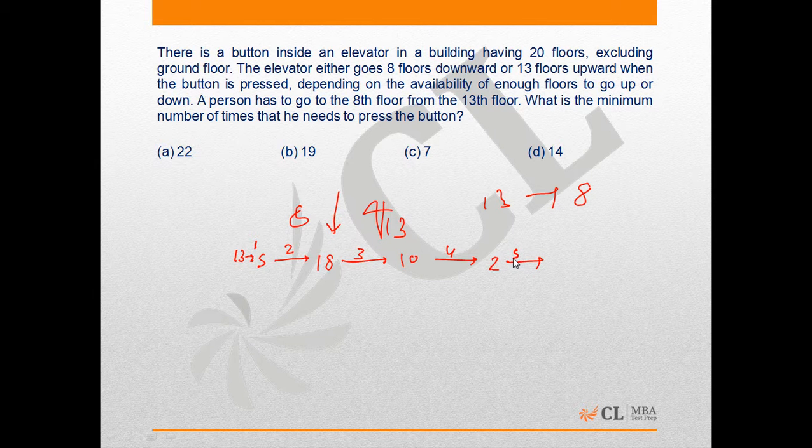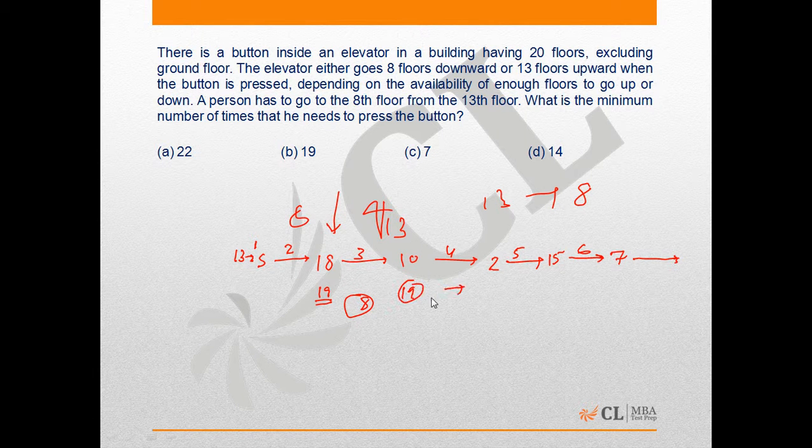When he presses the fifth time he'll go 13 floors upward, which means the 15th floor, and when he presses the sixth time he goes downward by 8 floors, which means he ends up at the 7th floor. If we keep proceeding in this fashion, after the 19th press he'll be at the 8th floor, which means the required answer is 19.